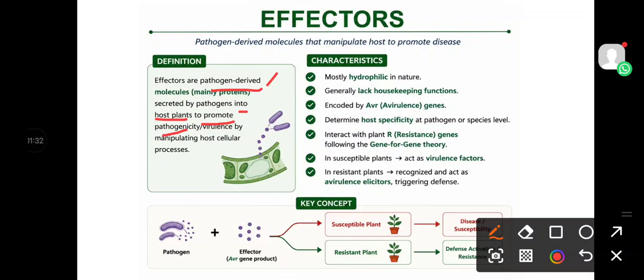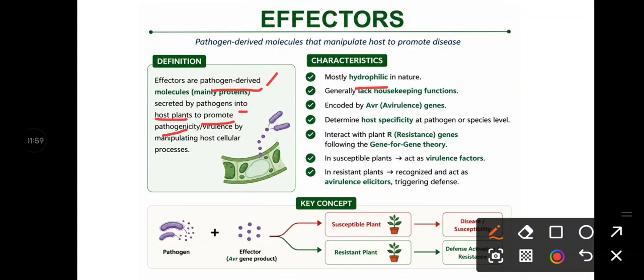Next, the characteristics. So the effectors are hydrophilic in nature. Hydrophilic in nature means these effectors do not anchor to the cell membrane, and that's why they are just secreted proteins, not anchored to the cell membrane.